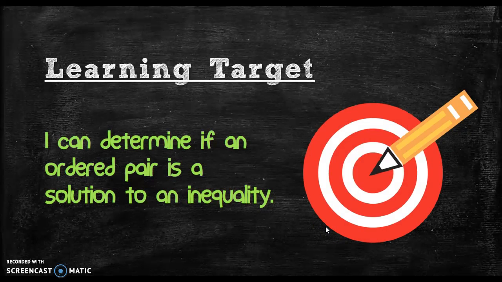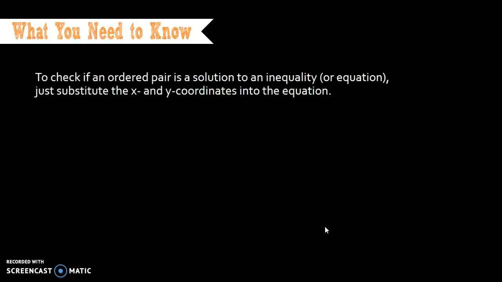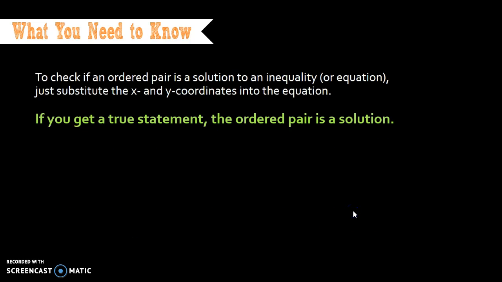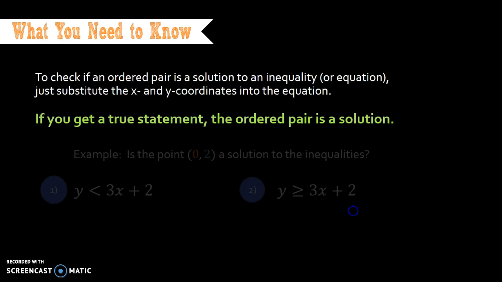I can determine if an ordered pair is a solution to an inequality. Here's what you need to know. To check if an ordered pair is a solution to an inequality or an equation like you've practiced before, just substitute in your x and y coordinates into the equation or inequality and see if you produce a true statement. If you are ending up with a true statement, then the ordered pair is a solution.